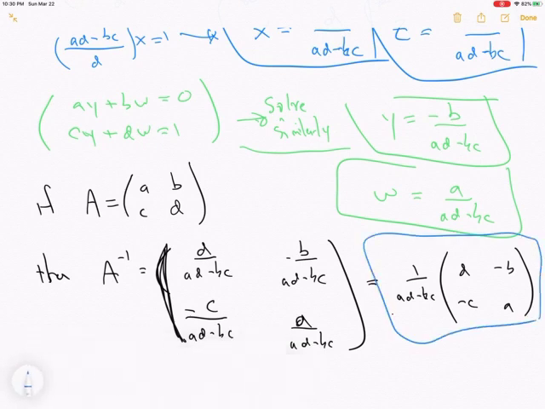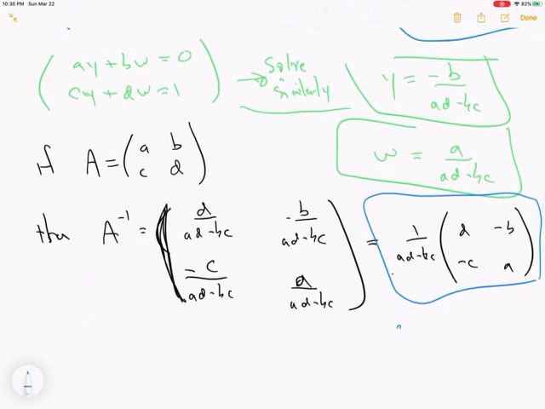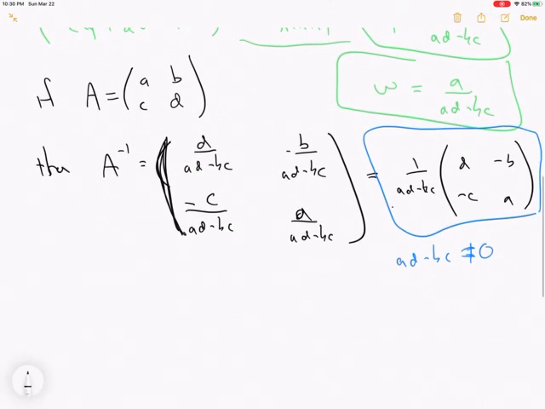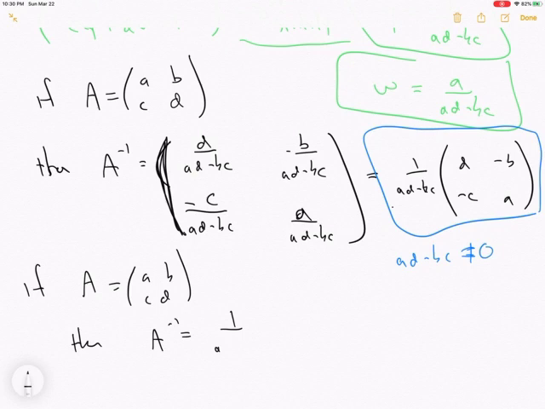And of course, this only makes sense assuming that ad minus bc is not equal to 0. Otherwise, we can't divide by ad minus bc. And so this is a formula for the inverse of a matrix A. Again, I'll rewrite that one more time. If A is a, b, c, d, then A inverse is 1 over ad minus bc times the matrix d, minus b, minus c, a.